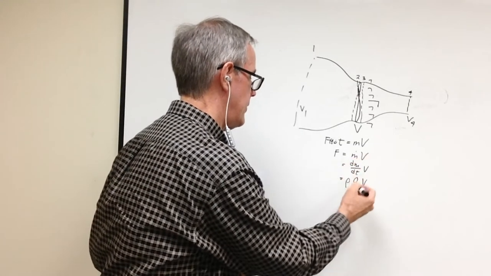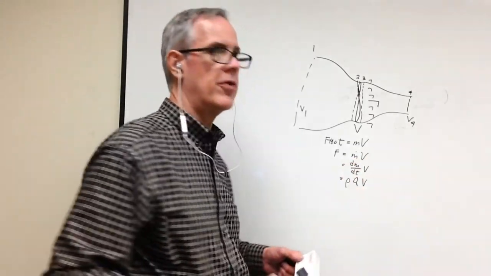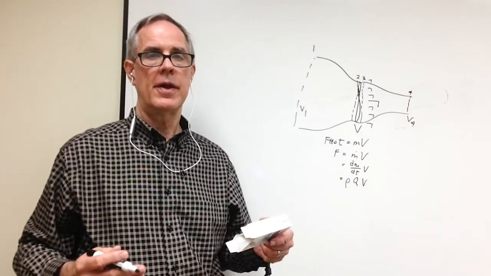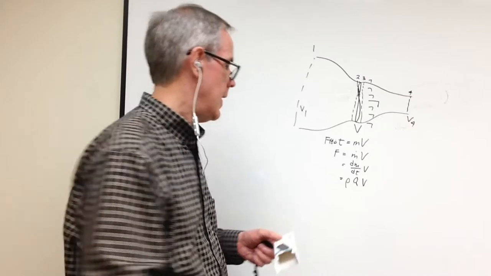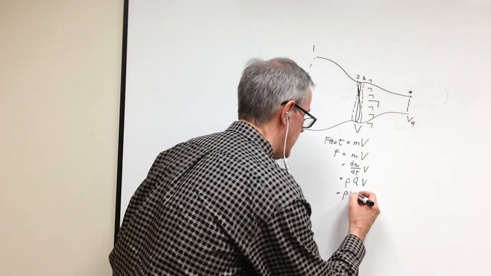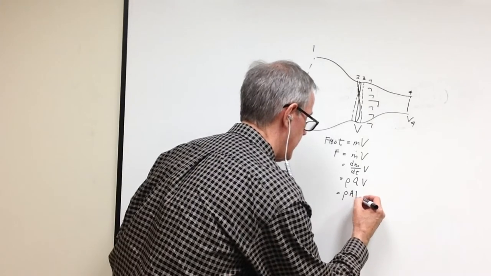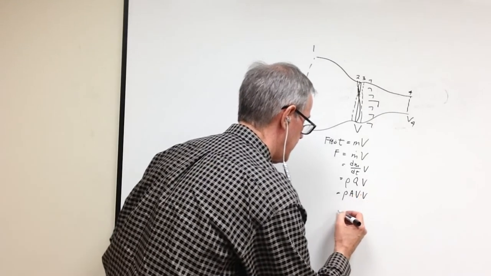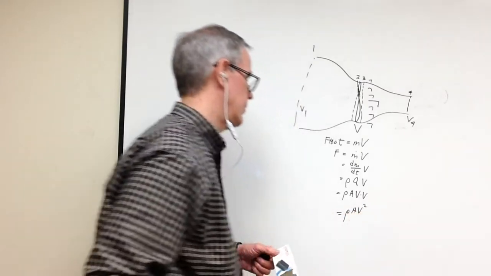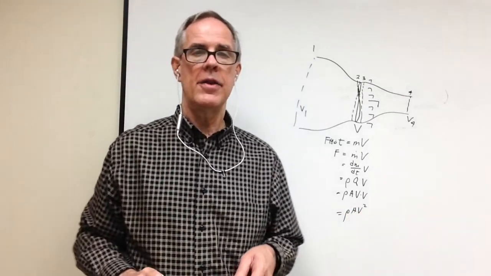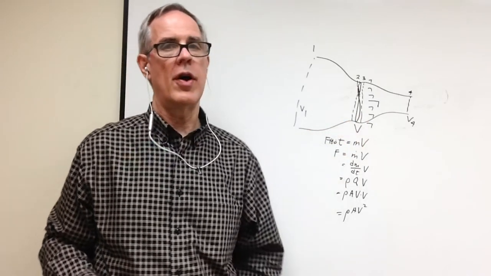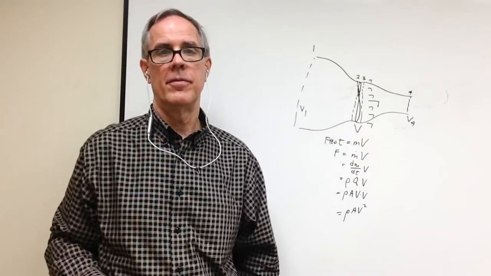M dot is equal to rho times Q, or the volumetric flow through there. Basically, I take density times the volume flow, which is rho times area times the velocity, times the velocity again, or rho A V squared. And that is basically how momentum is applied across this little control volume.